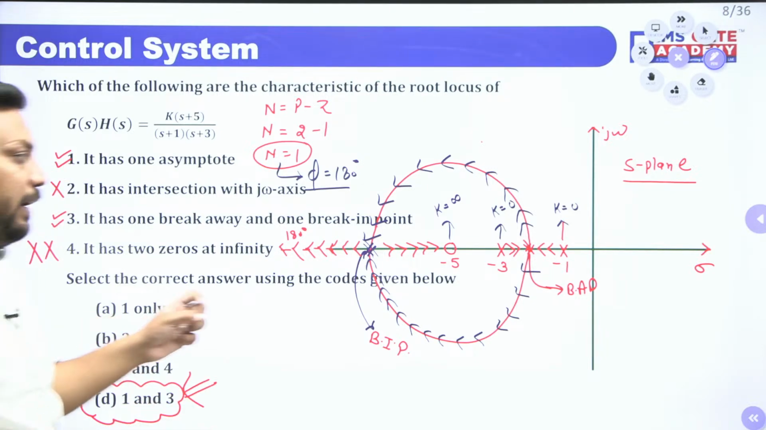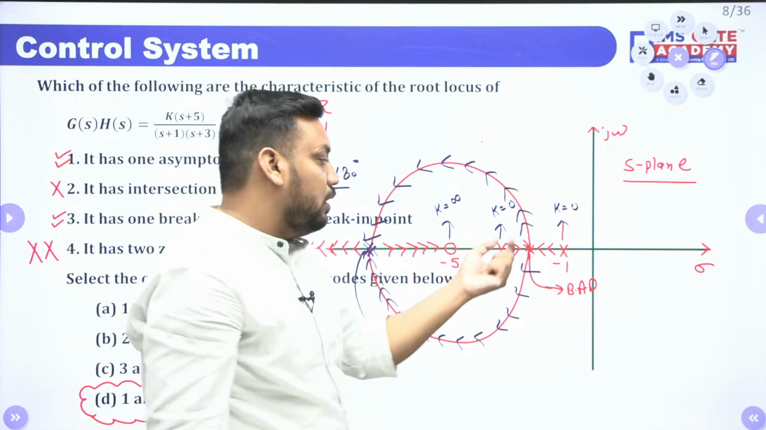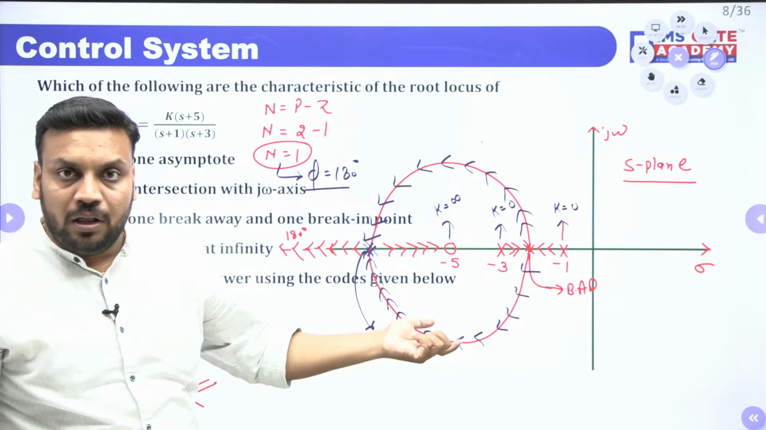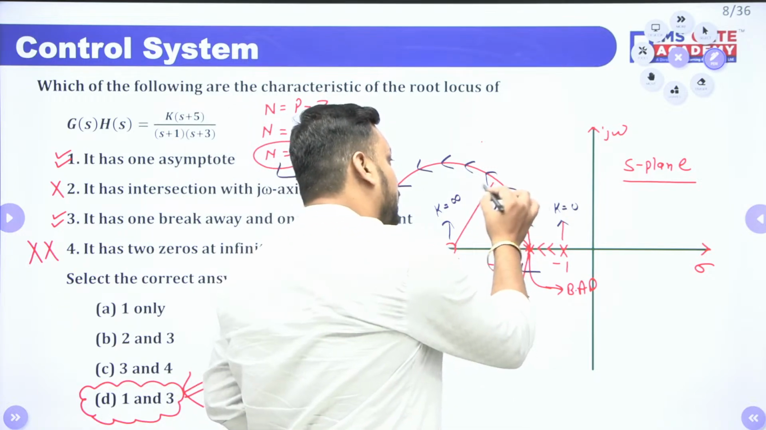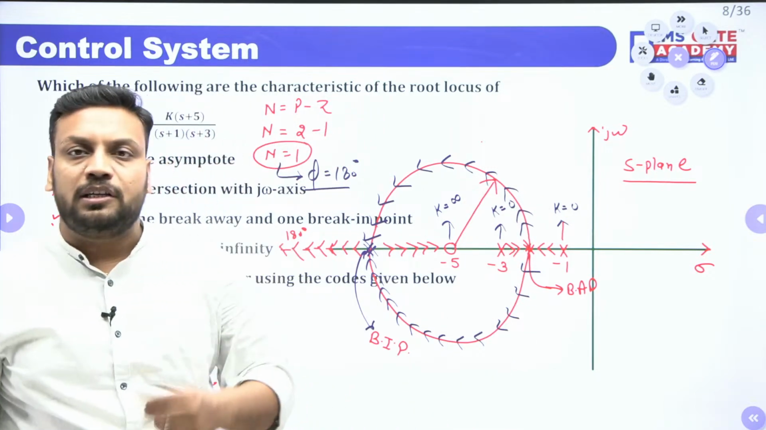So when you find the breakaway and break-in points, you will also comment on the radius of the circle, and the center of the circle will be -5. Whatever the radius, you will get to know the value of the radius once you calculate.